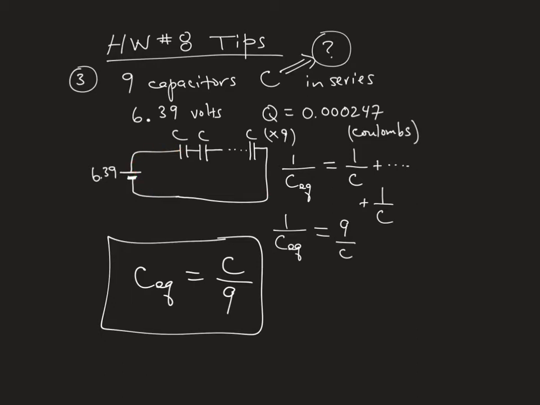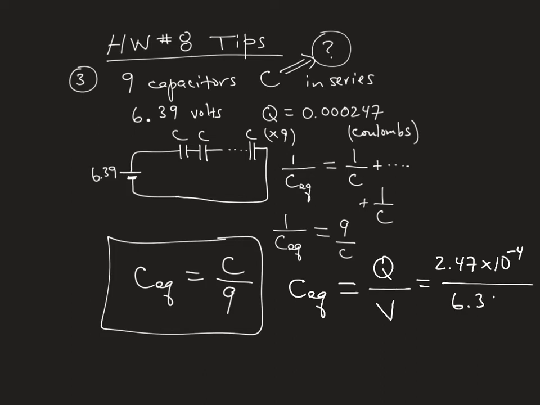So the charge just reflects how much charge moved through the battery, like it says in the problem. So I have Q, and I also have the overall voltage of the whole thing. That means I can write that the equivalent capacitance is also equal to, from the definition of capacitance, Q over V, and now I am going to use scientific notation: 2.47 times 10 to the minus 4 coulombs, divided by the 6.39 volts.